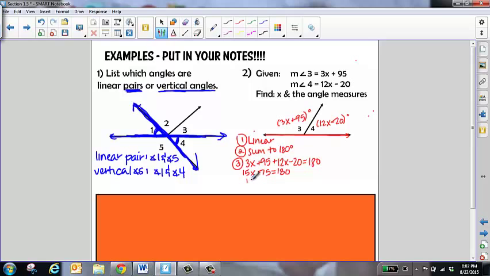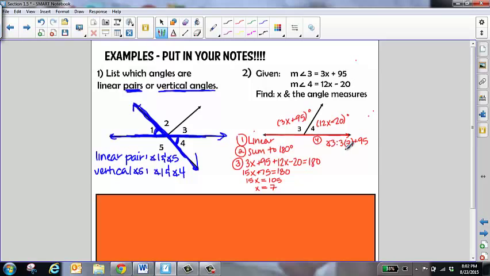If we subtract 75 from 180, we get 105, which means then that x is going to equal 7. So x is going to equal 7. So we've got that, but then it also says to find the angle measures. Okay, so angle 3 then, what we have to do, that's step 4, is we have to substitute in. So for angle 3, we're going to have 3 times 7 plus 95.